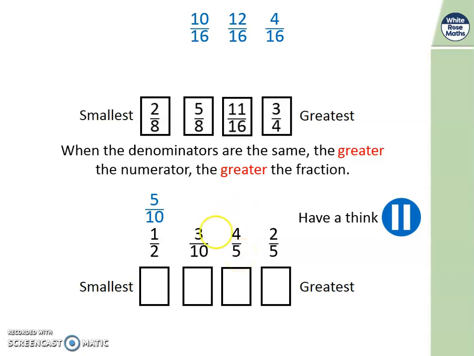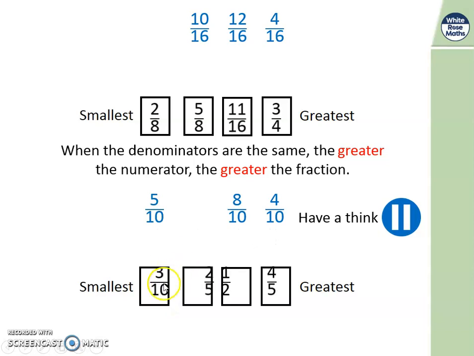2. So do the same to your numerator. 4 times 2 is 8. 8 tenths. And again, we're multiplying by 2 to get to 10. So we times the numerator by 2, which is 4. Now we can compare the tenths. We have 5 tenths, 3 tenths, 8 tenths, and 4 tenths. So the smallest one is 3 tenths. And we can see the others put into the correct order. I hope you got those correct.